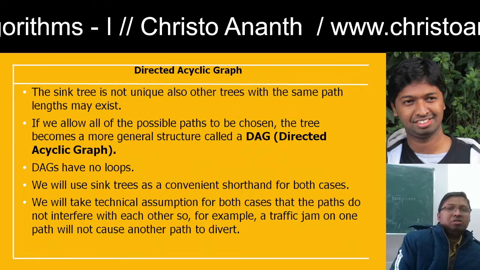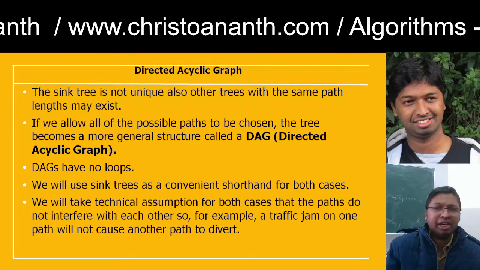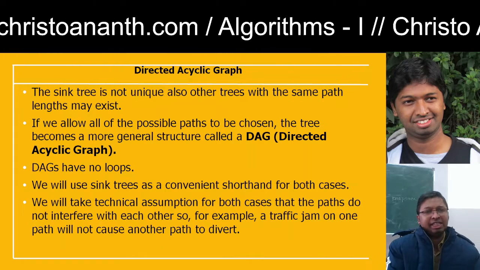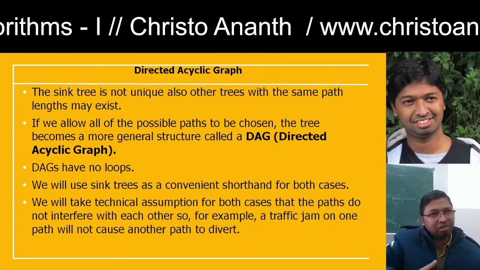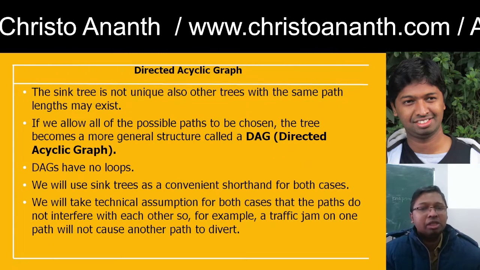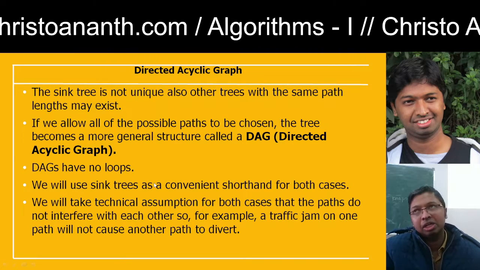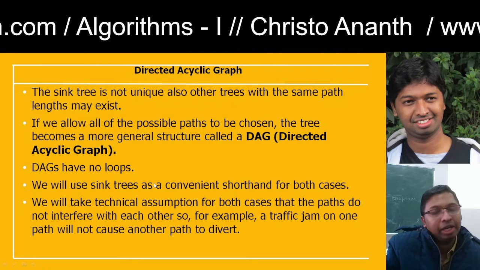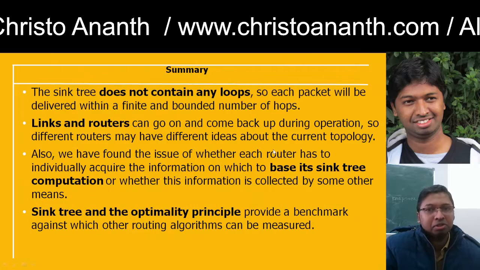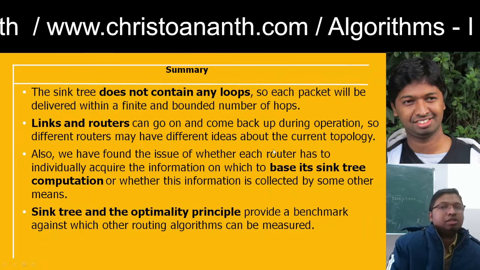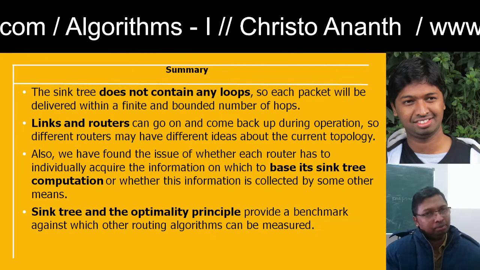Okay, so the sink tree is not unique even with the same path, and we'll be having a directed acyclic graph, where there will be no loops, so it will be going straight in a linear fashion. So here we'll be using sink trees as the convenient method, so as to avoid this traffic or any unwanted coincidence that is occurring. The sink tree does not contain any loops, so each packet will be delivered within a finite and bounded number of hops.